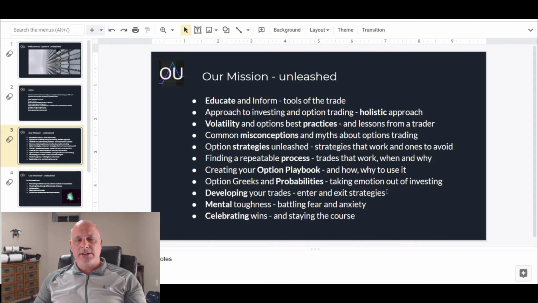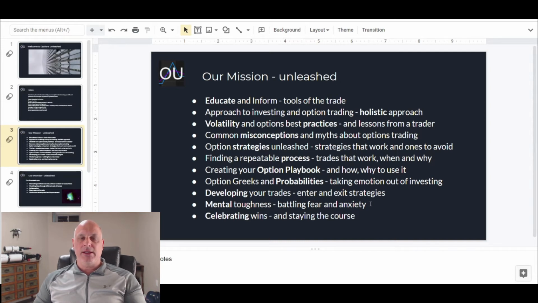If there's not a lot of volatility there, it could take longer to develop a trade, and sometimes we don't play. There are trades where you just don't take, and so we'll go over that. We'll talk about mental toughness from time to time, battling your fear and anxiety. We're going to go over all the things that I've done, and hopefully it'll help you avoid the same mistakes and traps that we fall into.